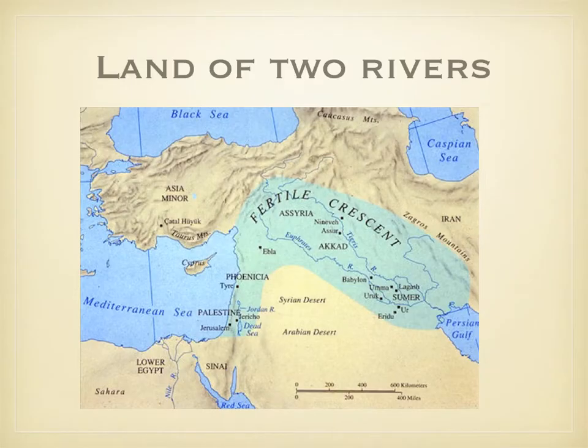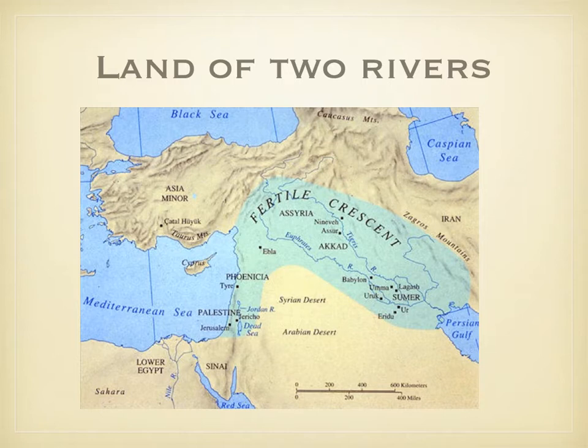We're going to start by talking about Mesopotamia first. We describe Mesopotamia as the land of two rivers, is the term we use, and that's because it is literally a land of two rivers, the Tigris and the Euphrates.